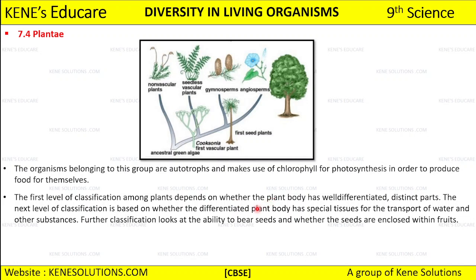or not. So the first level of classification tells us whether the plant body is differentiated or not, whether it has the root, the stem, leaves, and flowers and fruits. These are the differentiated parts of the plants that we are looking for. So firstly we have to see whether the plant body has such well differentiated and distinct parts altogether.